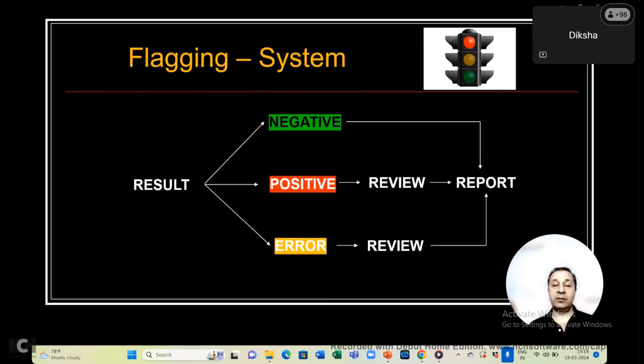So the flagging system, in other words, functions something like a traffic light system. For example, if you have no flags, that means it's negative for any of the flagging. After you have optimized your flagging system, mind you, then you can just directly go and report the sample. If you have a positive flag, you might want to review a smear or maybe the historical aspects of the patient's condition and then finally report the case. Or you might have an error, in which case you might want to review or maybe rerun the sample so as to get a negative flagging and then only report the sample for that particular patient.